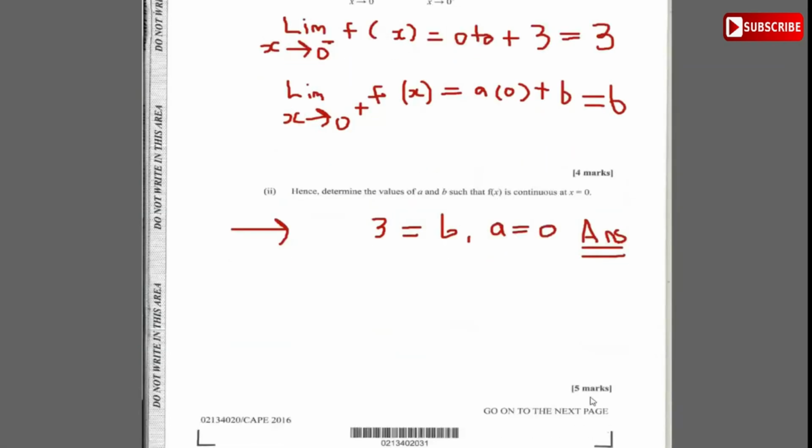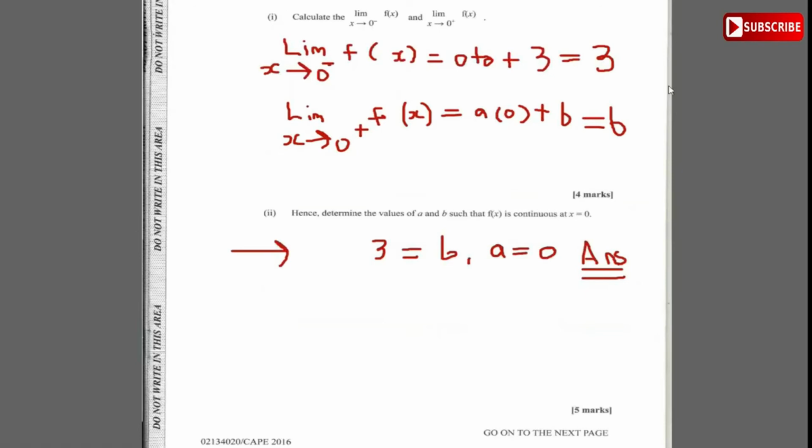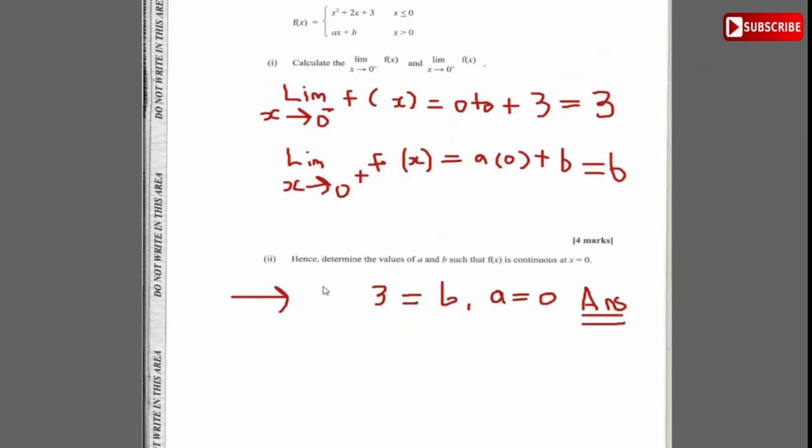What? 5 marks? Why is this 5 marks? Let me check back again. Hence, determine the values of a and b for the function to be continuous. Why is it giving 5 marks? Why do they want to scare us? Something is off. If the function is continuous, then f of 0 must be defined. f of 0 is defined, and f of 0 is 3.